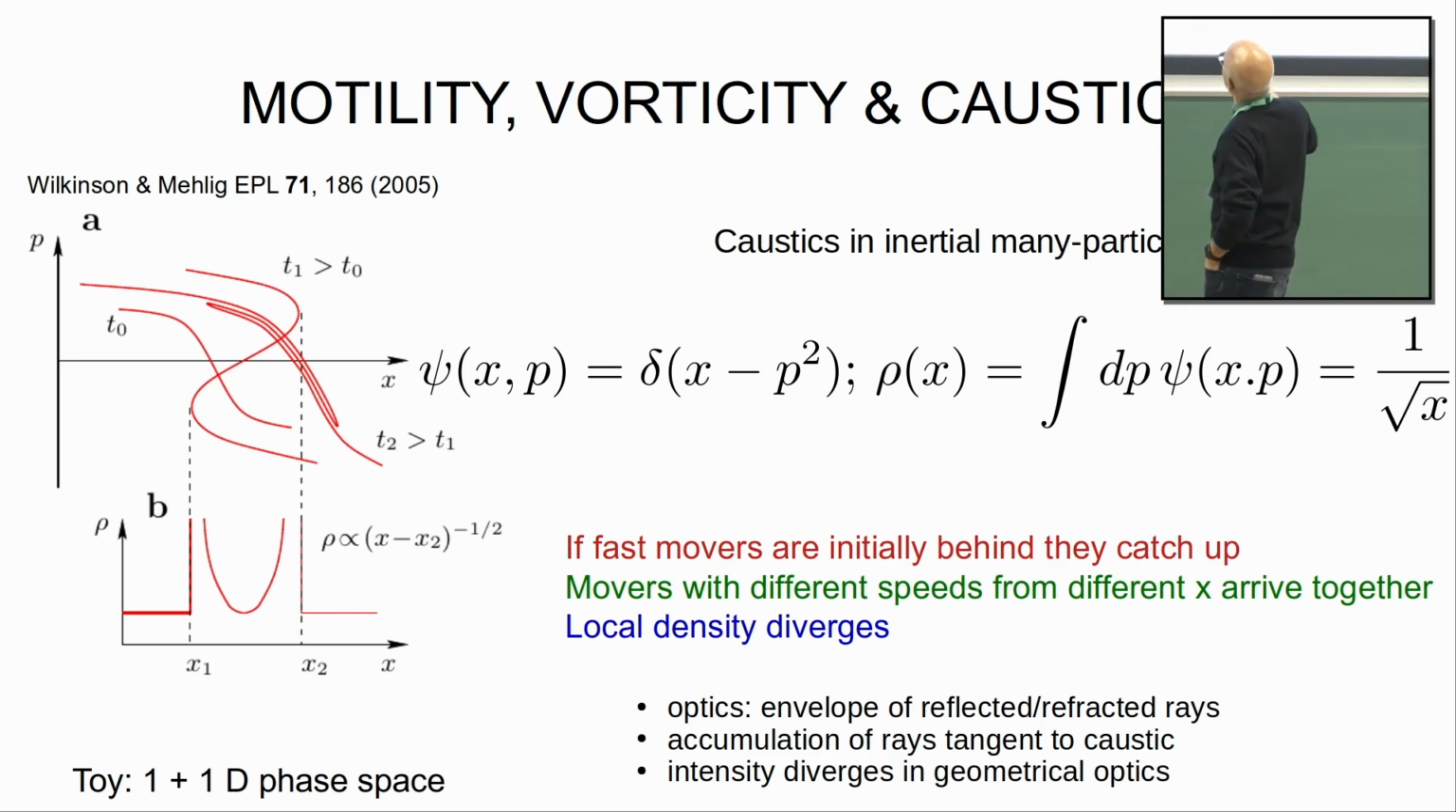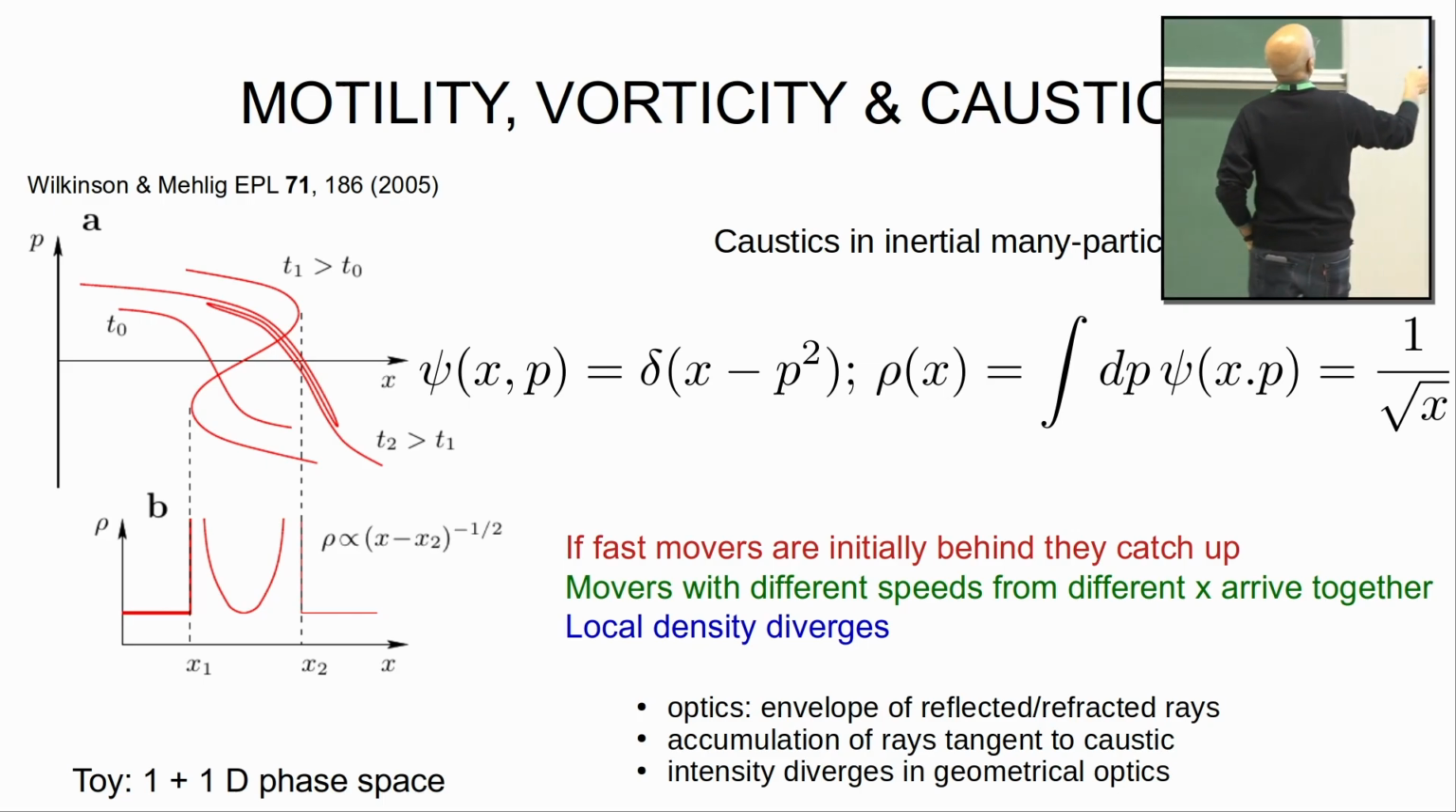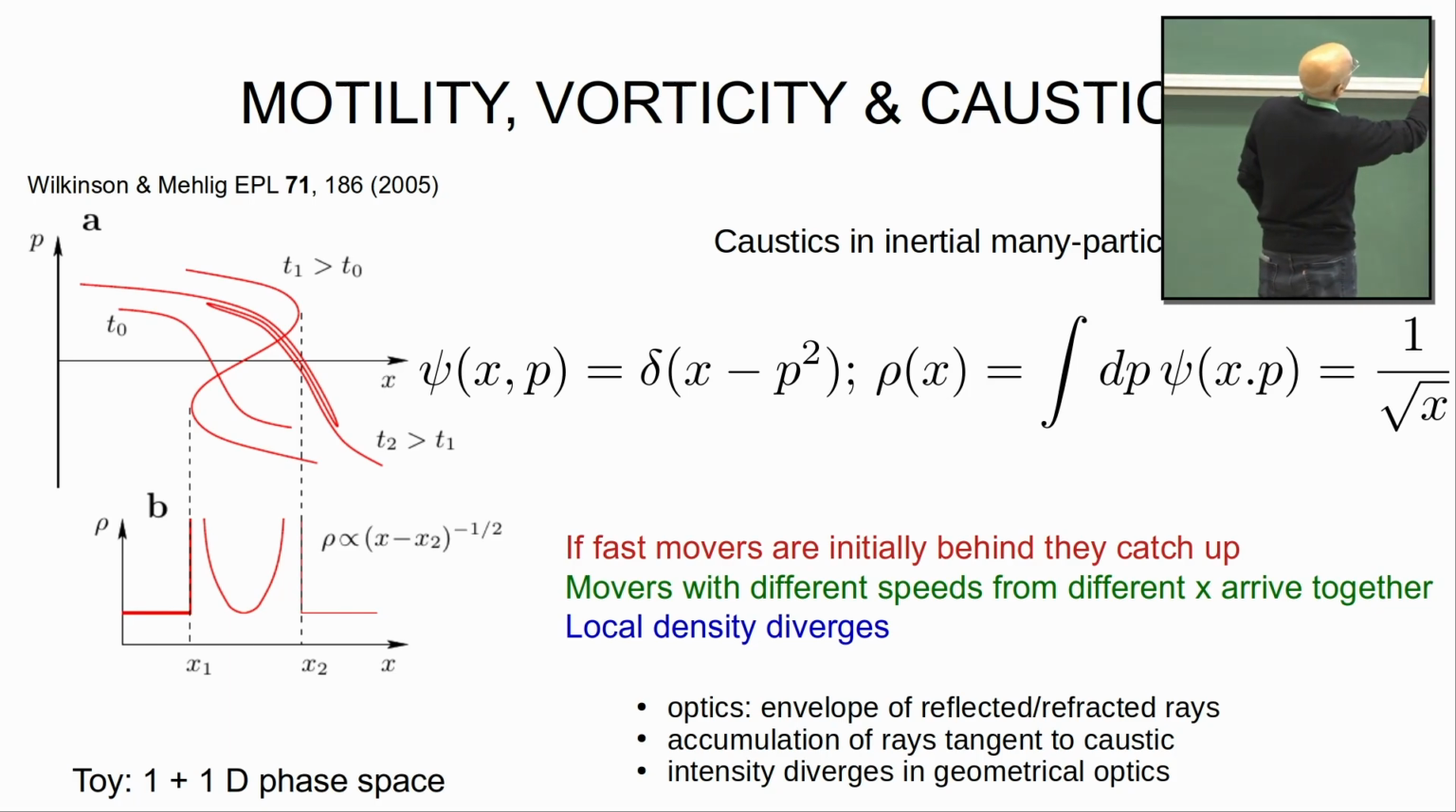The motivation is caustics. A simple cartoon of a caustic from work by Wilkinson and Mehlig is if you look at phase space for one particle, then if at an early time the phase space distribution is like this, then these guys are moving faster and therefore there will come a time at which the distribution looks like this. And what that means is that the spatial density, which is the integral of the distribution over momentum, will get, in this simple picture, a 1 over root x singularity here.